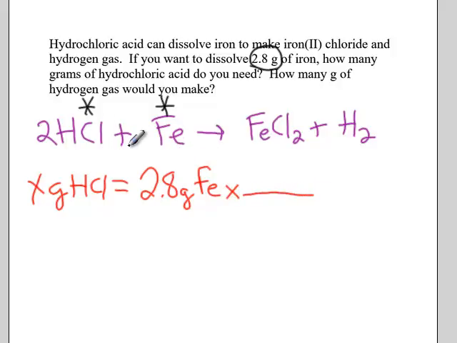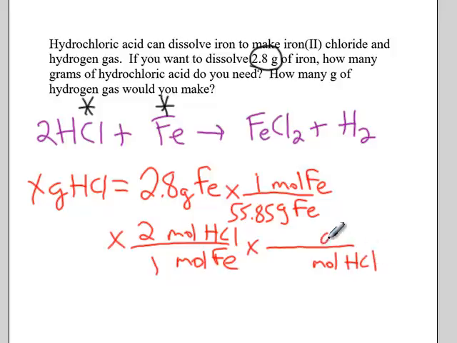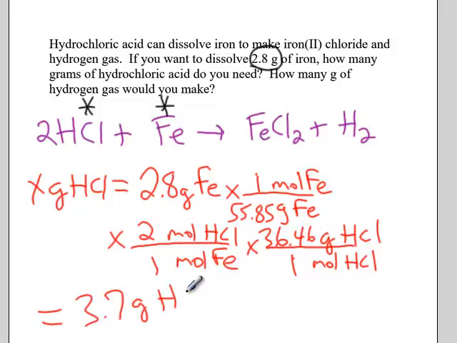So if we want to relate these two together, we have to make sure we get the correct unit of moles. So grams of iron, turn that into moles of iron, and the molar mass of iron from the periodic table is 55.85. Then moles of iron, we want to turn that into moles of HCl. And our mole to mole ratio is 1 mole of iron reacts with 2 moles of hydrochloric acid. And then turn those moles into grams using the molar mass. And that is an answer of 3.7 grams of HCl.